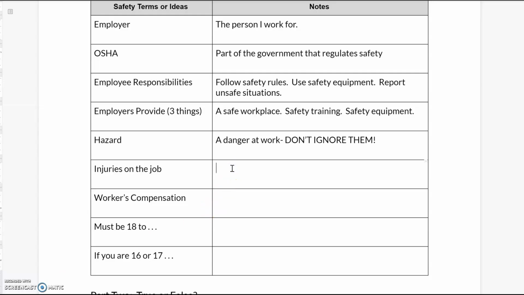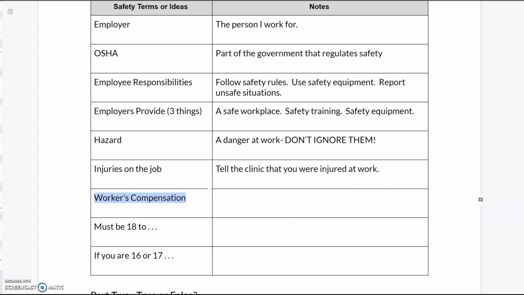So, injuries on the job. Tell the clinic that you were injured at work. Now you might be thinking, why? Why do I have to tell them where I got hurt? Well, let's go to the next one.